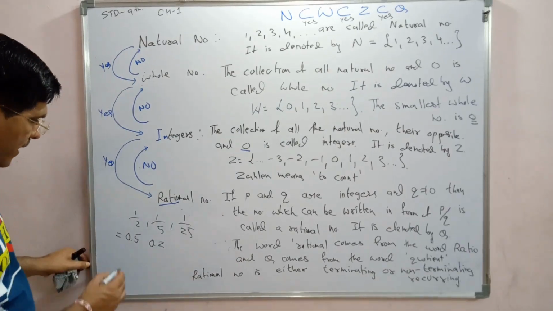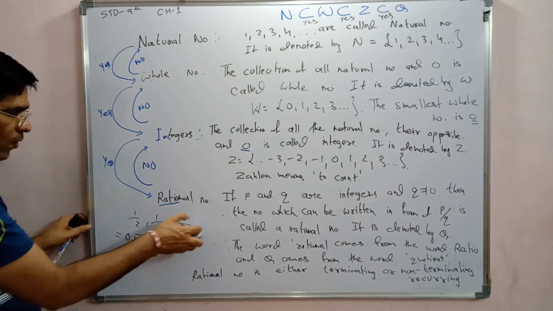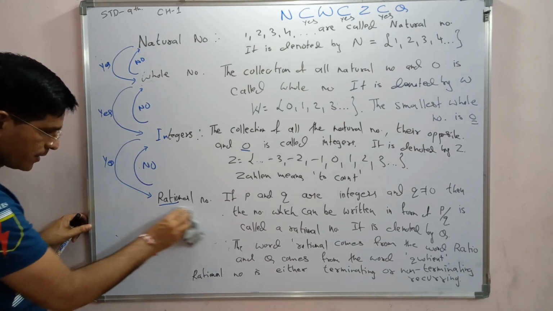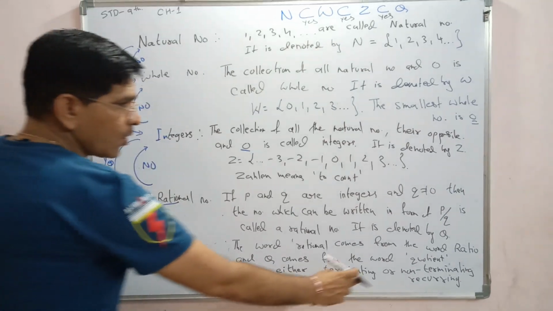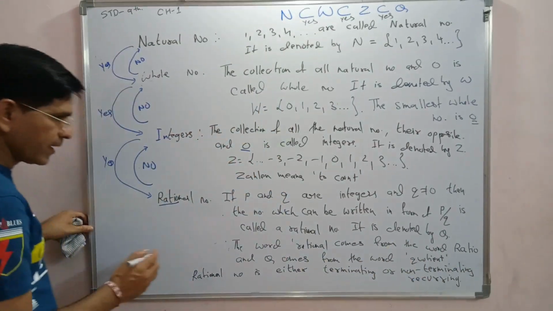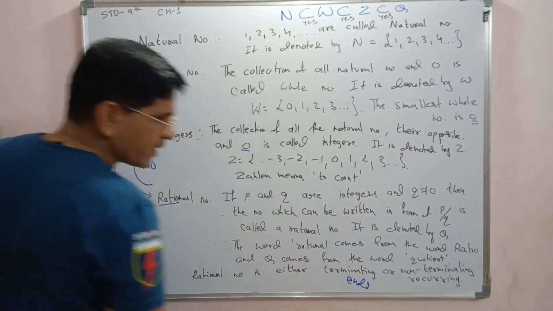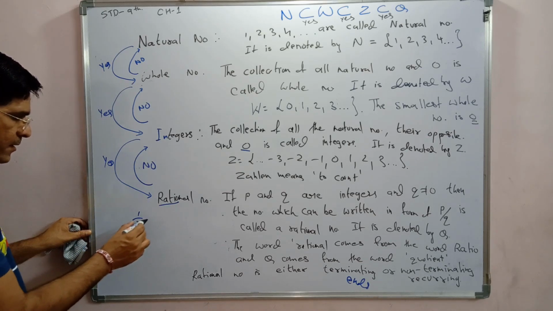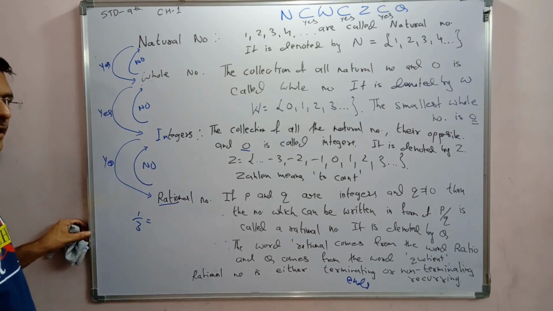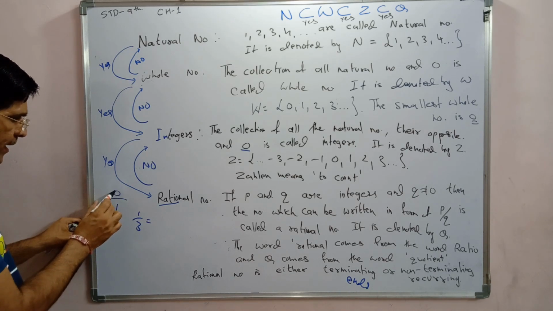1 by 3, if I write 1 by 3, then it is called a non-terminating recurring number. Either terminating or non-terminating recurring. Terminating means end; one of the best words is end. Whose number has an end, we can say terminating. Now 1 by 3, it is not possible that it has an end. If you divide, we can get the answer.